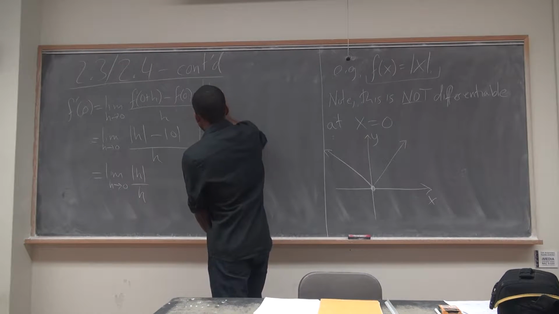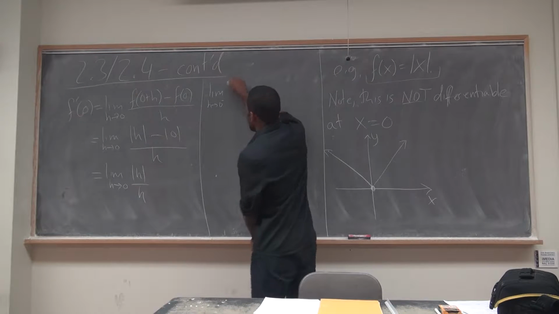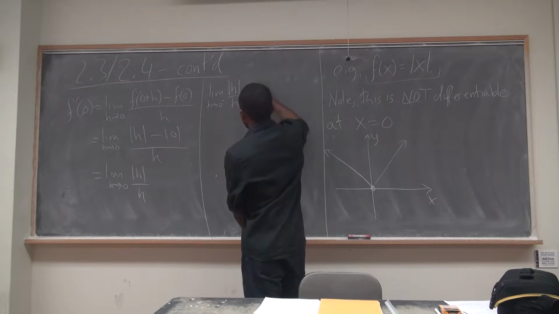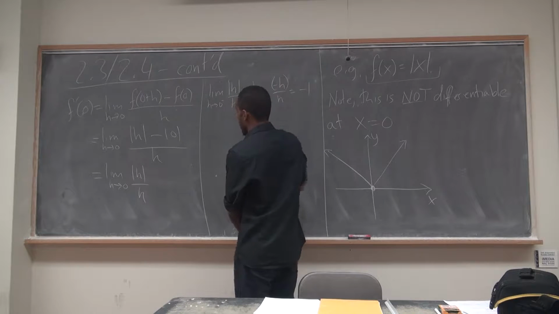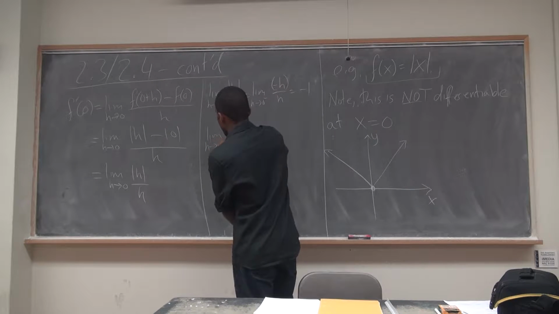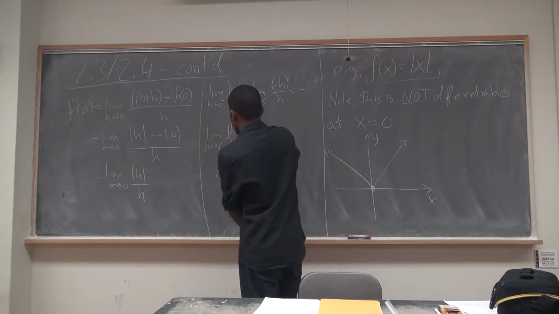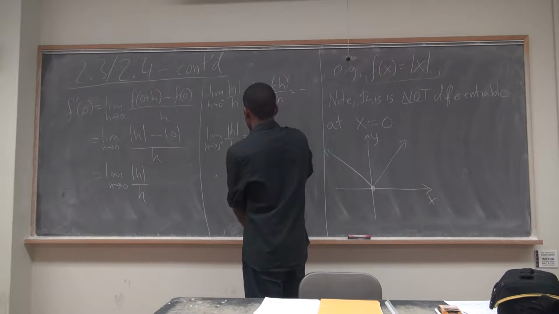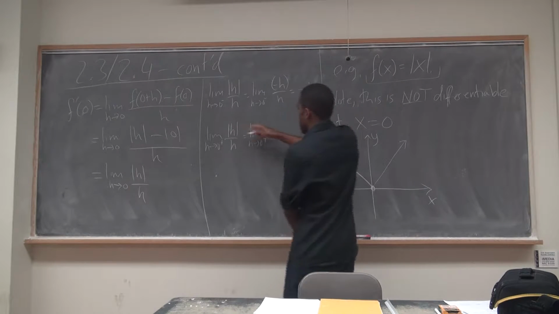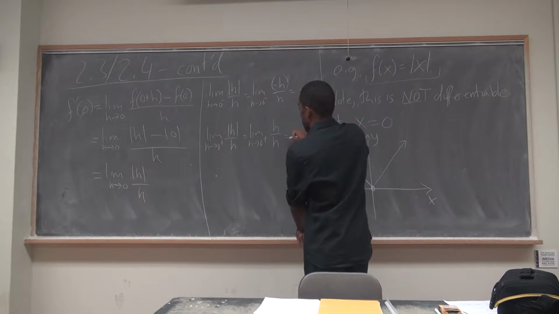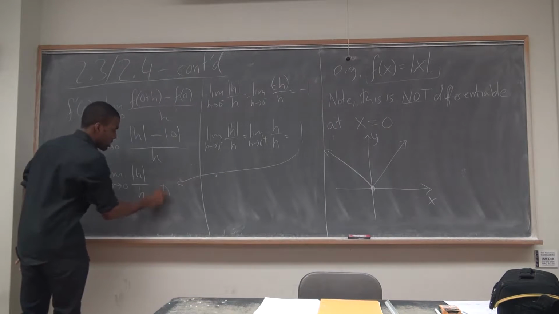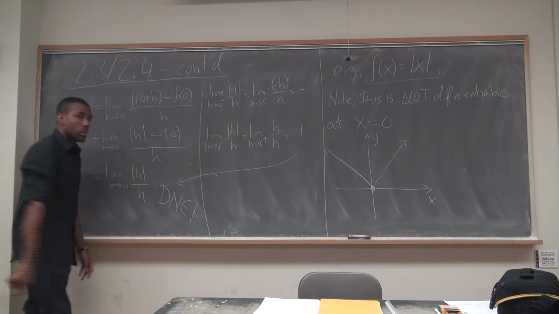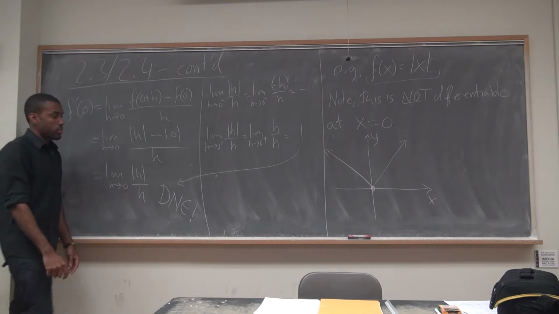Note that if I take the limit as h approaches 0 from the left side of this guy, this is just the limit as h approaches 0 from the left of minus h over h, which gives me minus 1. If I approach 0 from the right side of this guy, the absolute value just gets replaced with h itself, which would cancel, and that would give you 1. Which means this guy does not exist. The limit doesn't exist because left and right don't agree, right?